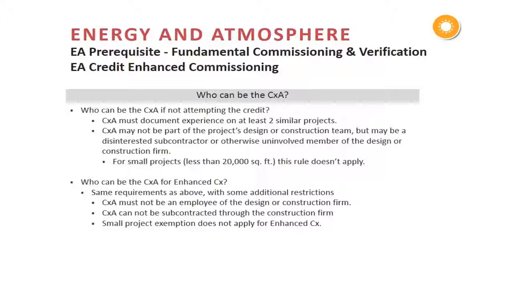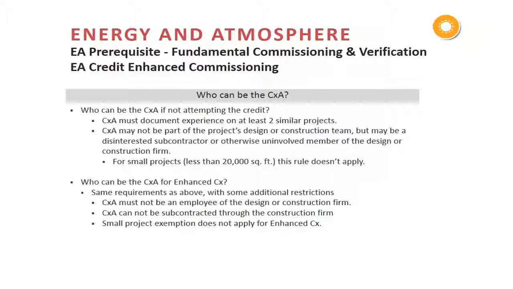Now, there's some special requirements about who can, and importantly, who cannot be the commissioning authority on a project. So in this case, we break it into two general ways of thinking. Projects that are attempting just the prerequisite, they're not going for the credit. And then we talk about who can be the commissioning authority when the project is going for that additional credit for enhanced commissioning. So under all circumstances, the commissioning authority must have documented experience on at least 2 similar projects.